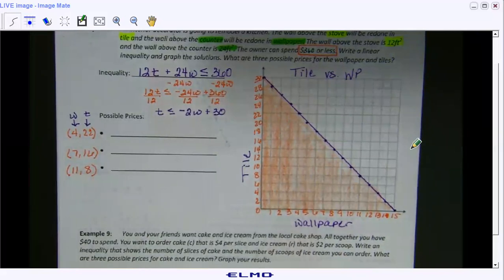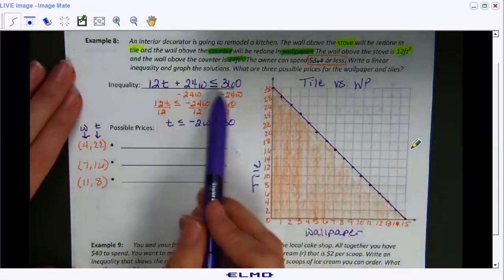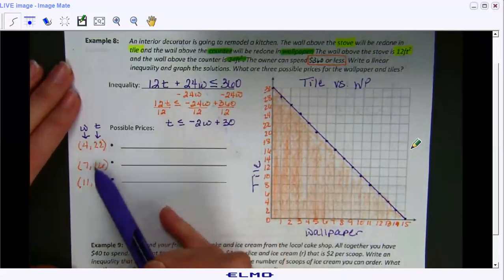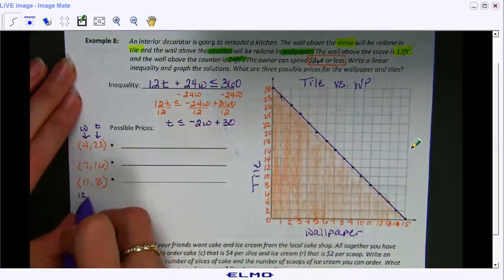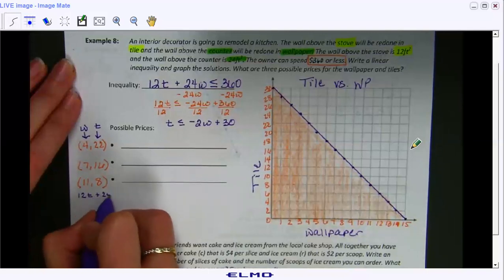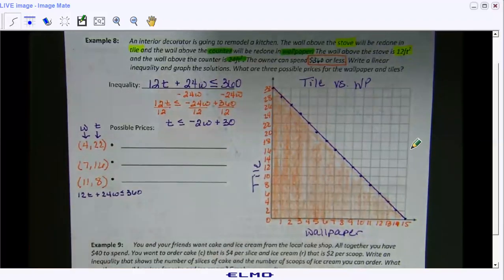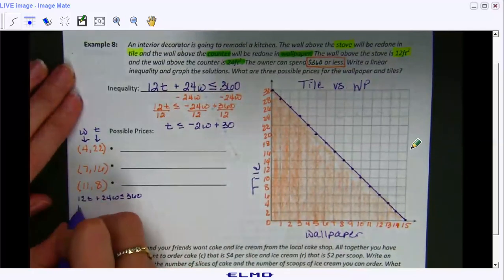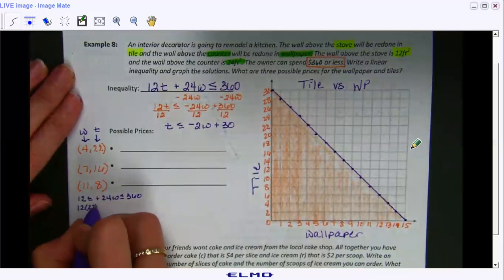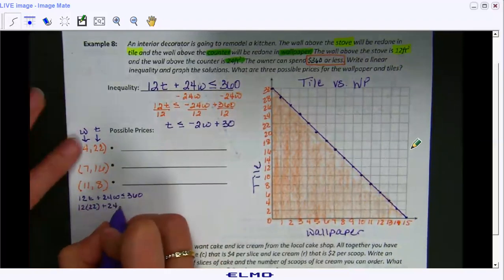And you're going to have to write small down here because there's not a whole lot of space. But what we have to do is solve this inequality 3 times, 1 for each ordered pair. Okay, so we're going to write this out. 12t plus 24w is less than or equal to $360. And we're going to plug in our values. So for my first ordered pair, t is 22. So I have 12 times 22. And then I have 24 times w, and w is 4.